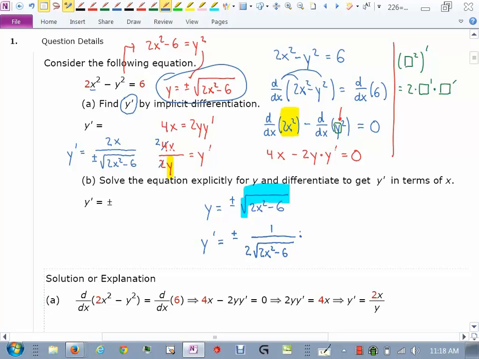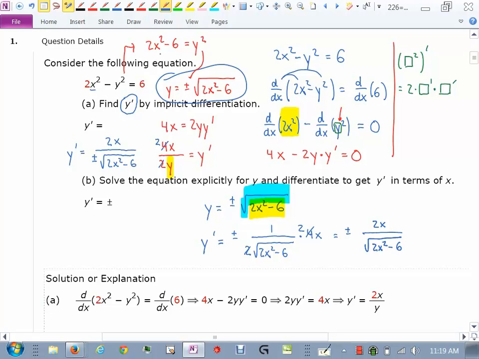Then chain rule says times the derivative of what was inside. The inside is this, so the derivative of 2x squared minus 6 with respect to x is 4x. Then you can see the 4 and the 2 reduce down. You get basically plus or minus 2x over square root 2x squared minus 6.